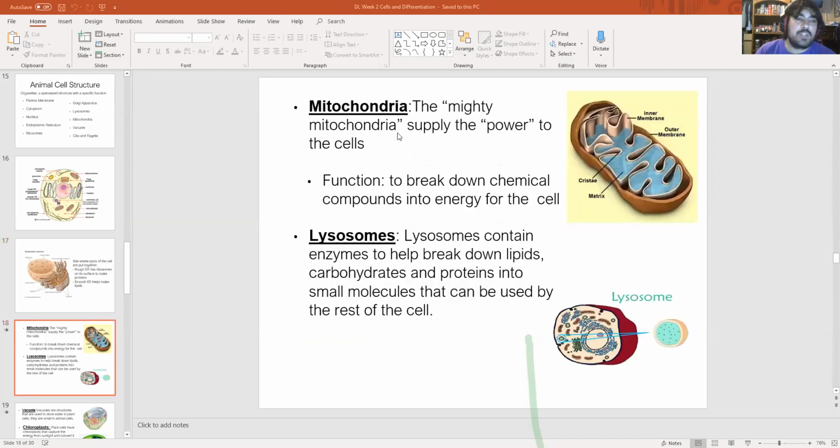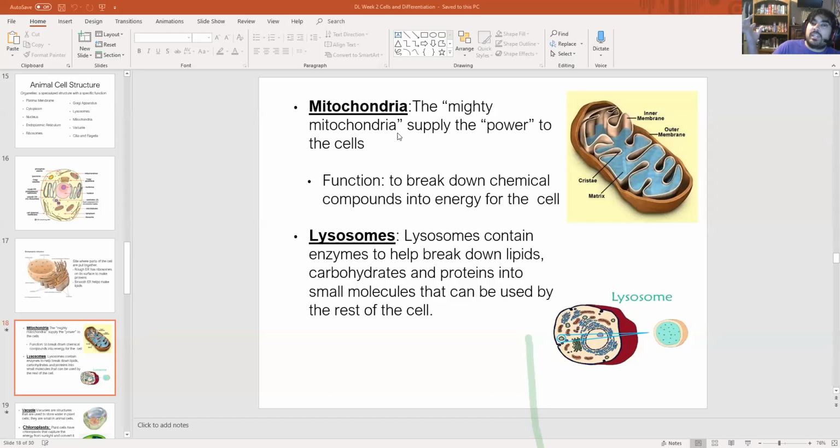Then you've got your mitochondria. They supply the power to the cells. This is where you're getting most of your ATP from. So they break down chemical compounds and energy for the cell. Cellular respiration happens from it. You've got some lysosomes. Those have enzymes to help break down lipids, carbohydrates, and proteins into small molecules that can be used by the rest of the cells.